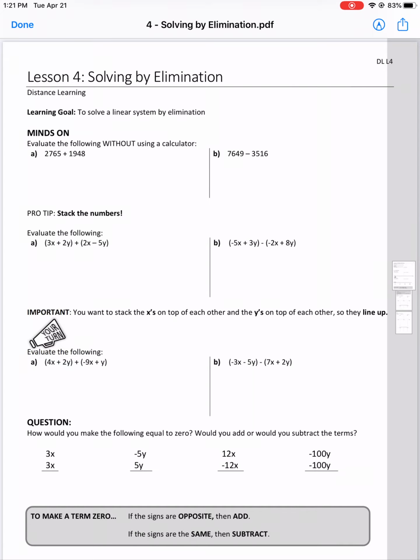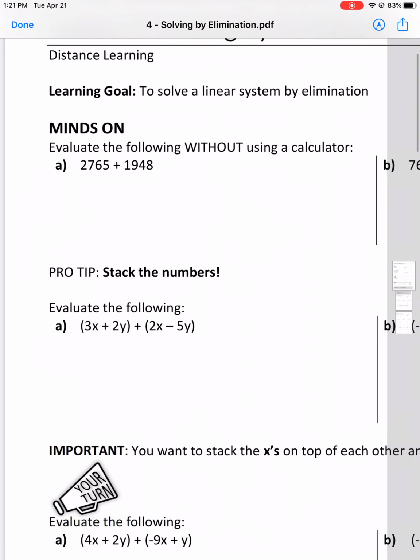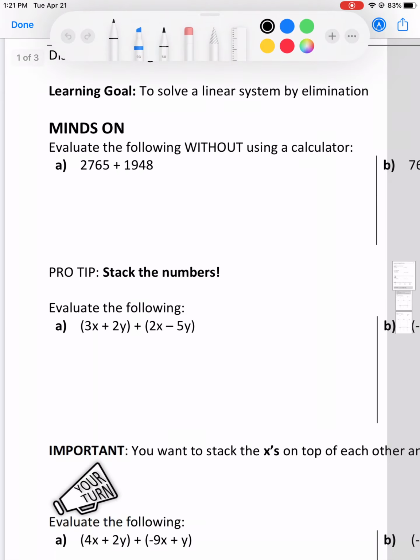Evaluate the following without a calculator. So we have 2,765 plus 1,940. You guys would just be like, well, my phone's right here. Yeah, you're right, but sometimes it's not always there. So just in case, how would you do this? Hopefully your elementary days are kicking in and you'd say, you just stack them. Maybe some of you looked ahead and saw it says pro tip, stack the numbers.